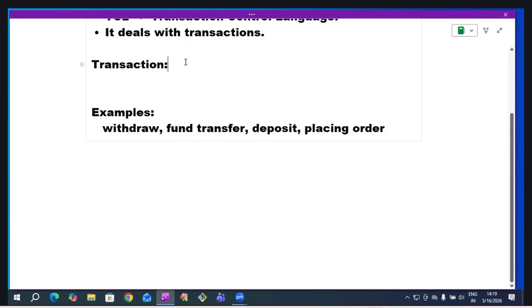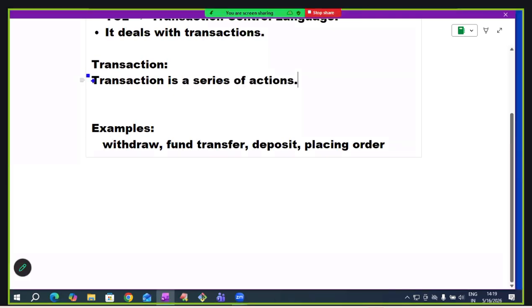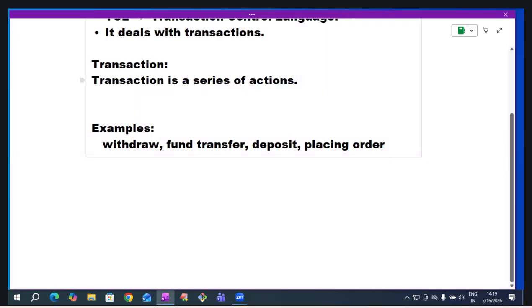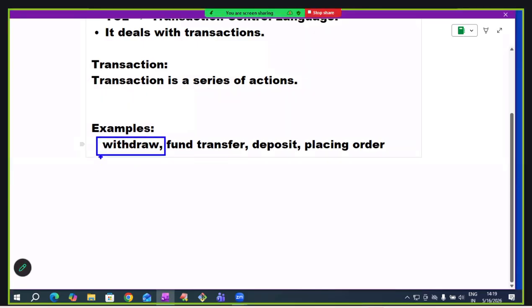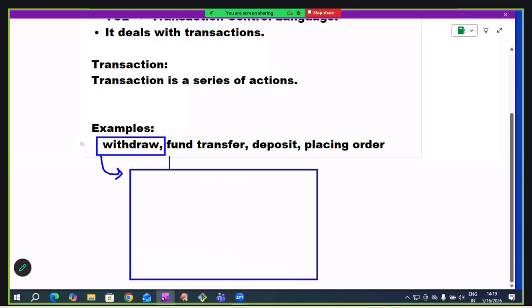Then what is transaction? Every transaction is a series of actions. It is a step-by-step procedure. You must know this one. In one transaction, many actions will be performed, sir.